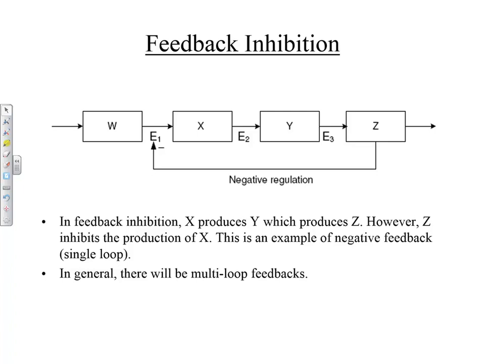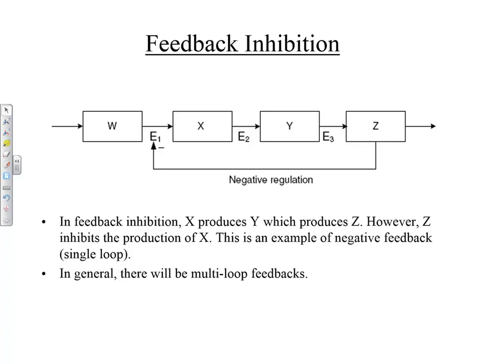And this is an example of a negative feedback loop. For those of you that have taken 420 or control systems, you know that you have these kinds of loops all over the place. This is just an example of a single feedback loop. But in general, in the body, or in the cell, there will be multi-loop feedbacks.